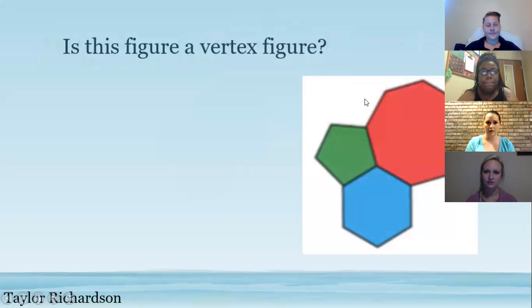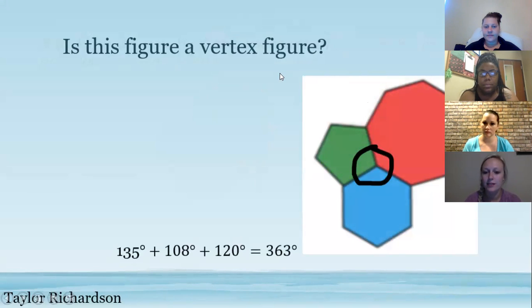All right, Taylor, is this figure a vertex figure? That's a really good question. For any group of shapes to be considered a vertex figure, we want to look at their interior angles where the shapes meet. That's going to be right here with these 3 shapes. And what we want is for each of the interior angles to add up to equal 360 degrees.